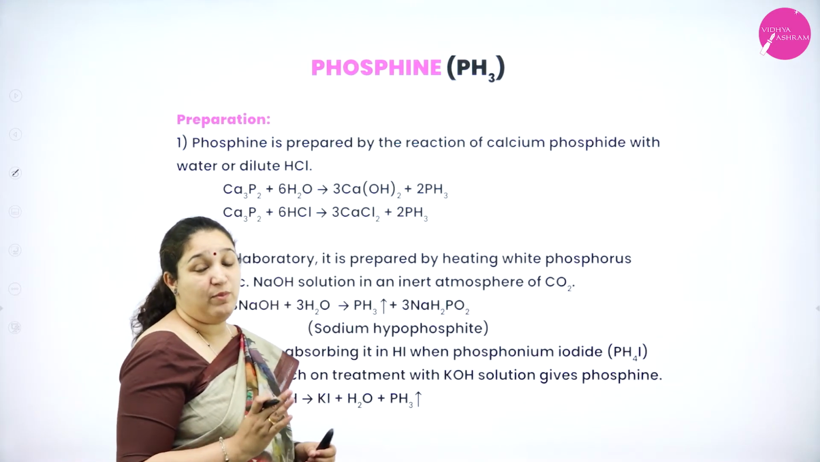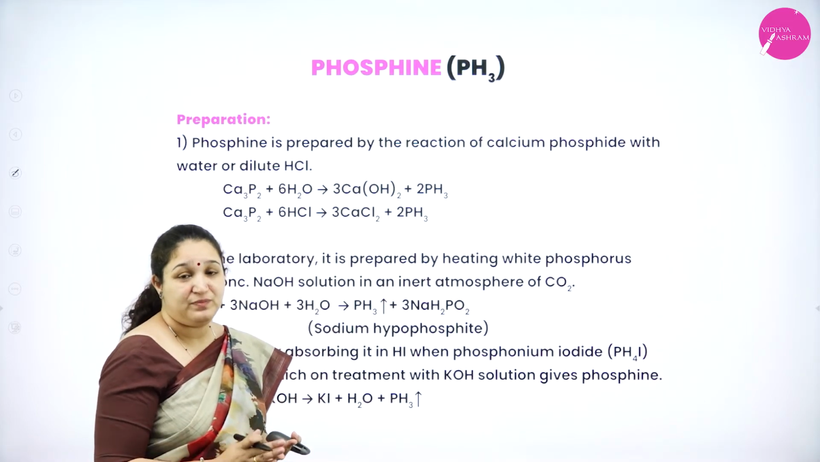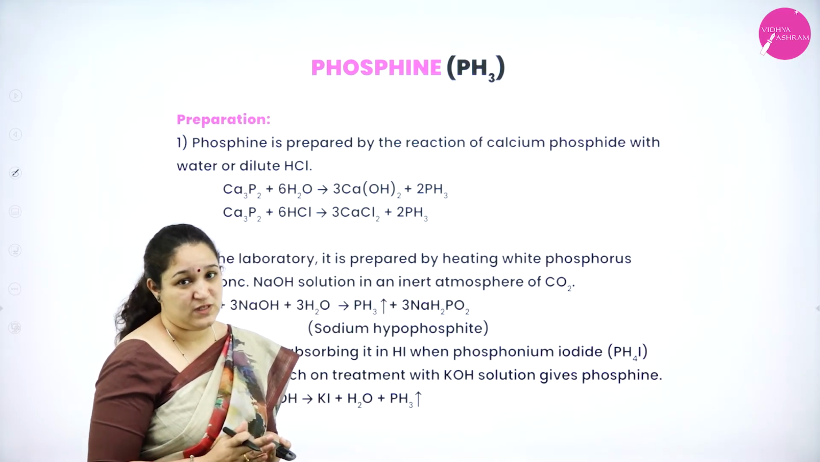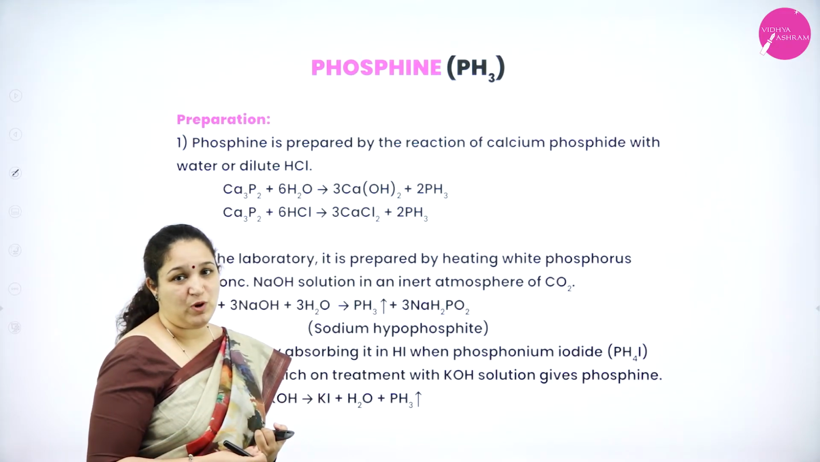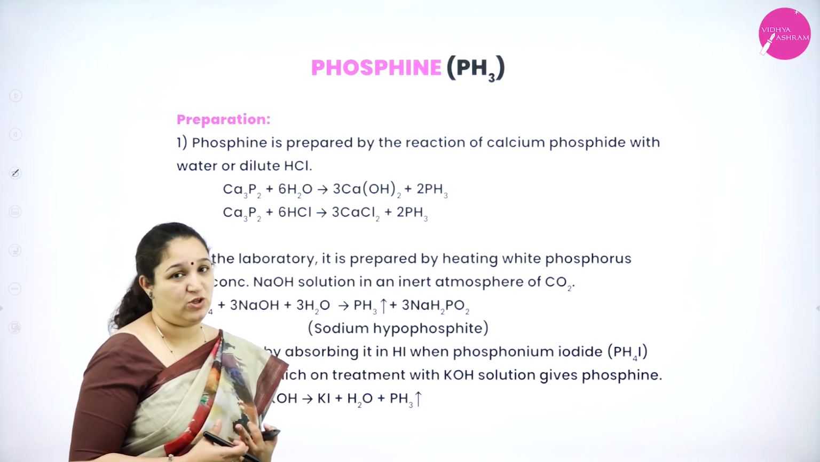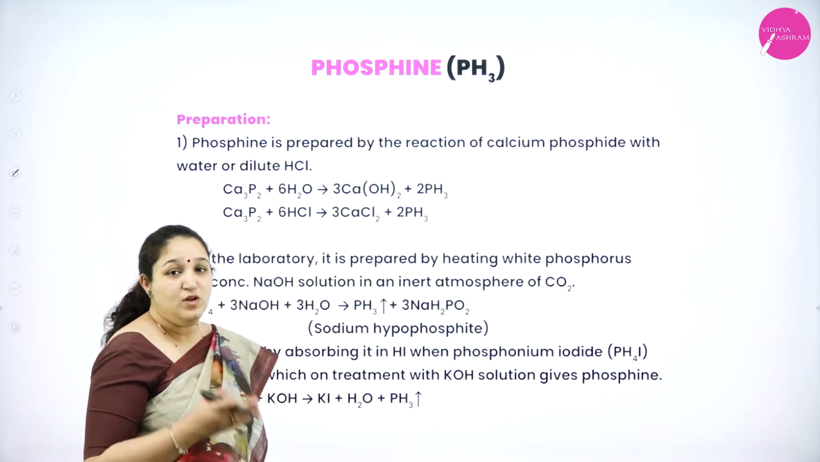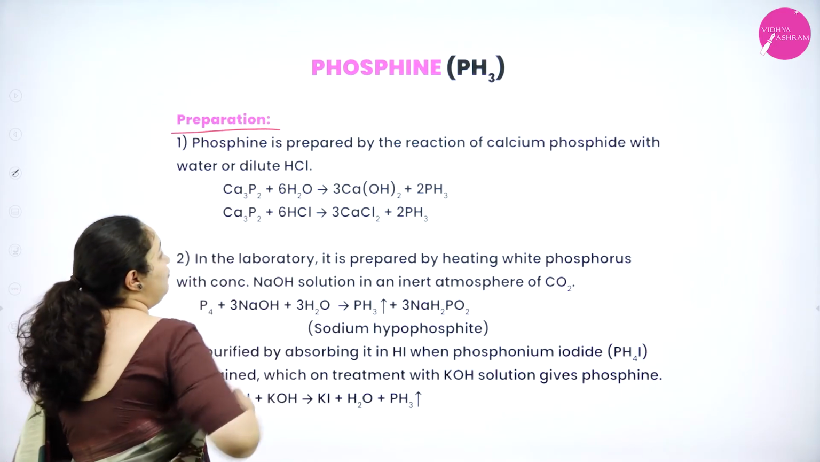Next, we are learning about phosphine. Phosphine is PH3. It is a compound of phosphorus. So, we are going to learn how it is prepared, what its chemical properties are, and what the uses or nature of this particular compound are. First, we will start with the preparation of phosphine.